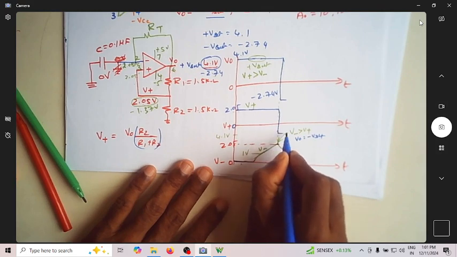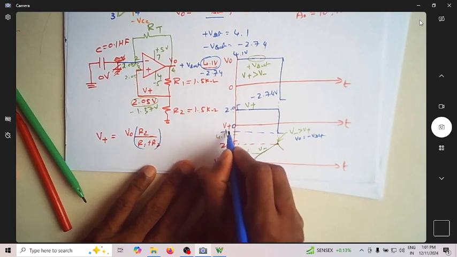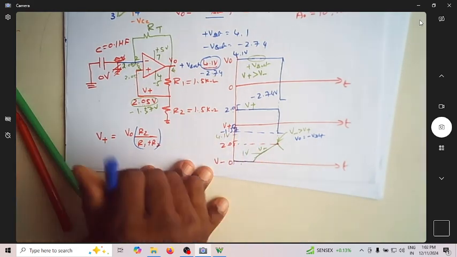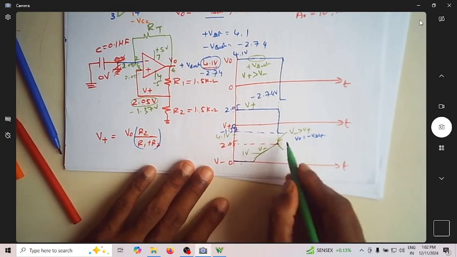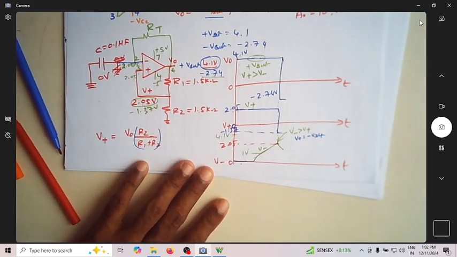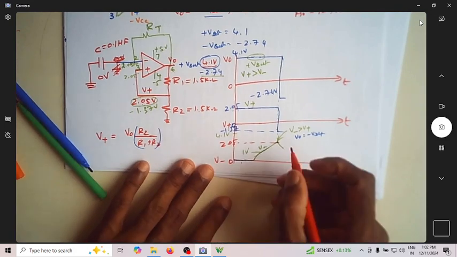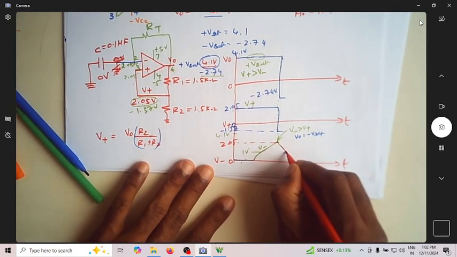So what is this voltage now? This voltage is now minus 1.37 volt. Now what is the capacitor source? The capacitor source is now minus 2.74. Now the capacitor has started discharging.